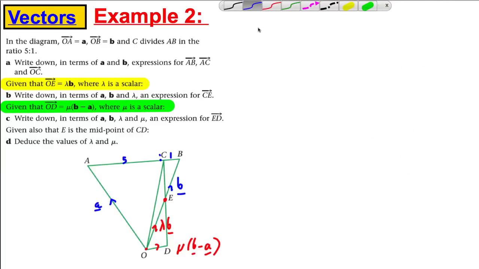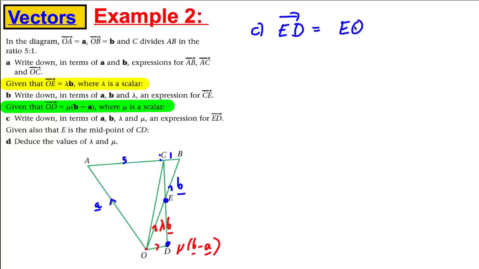How do I get from E to D? Here to here. Well, E to D, couldn't I go from E to O, and then from O to D? Now, E to O is the opposite of O to E. O to E is lambda B, so E to O must be negative lambda B.